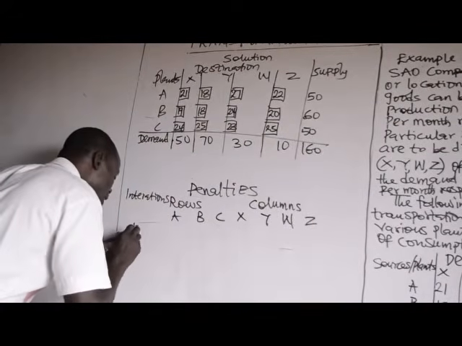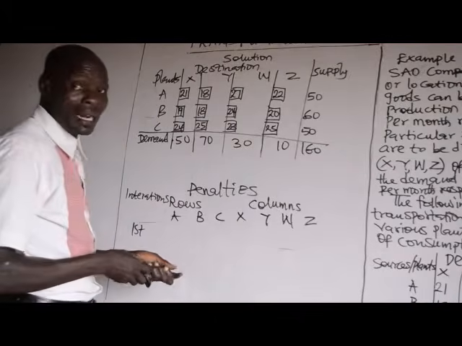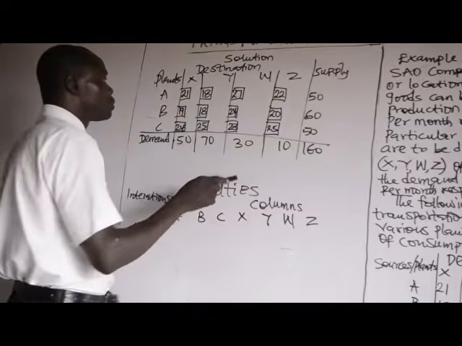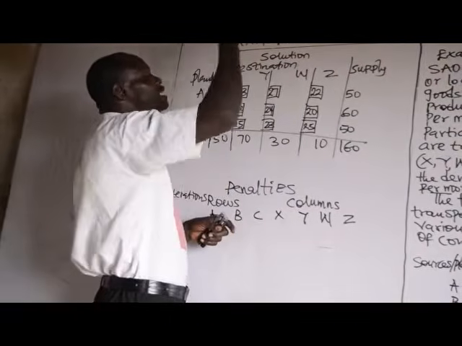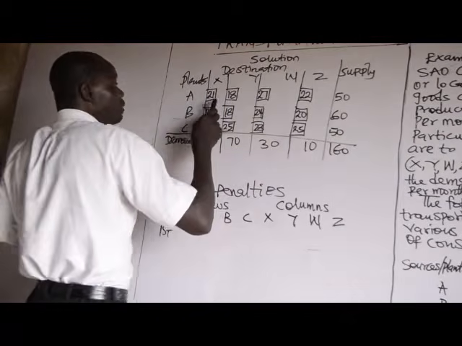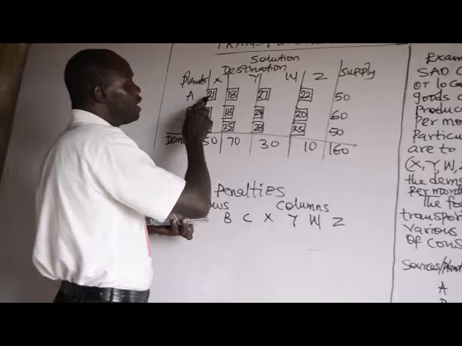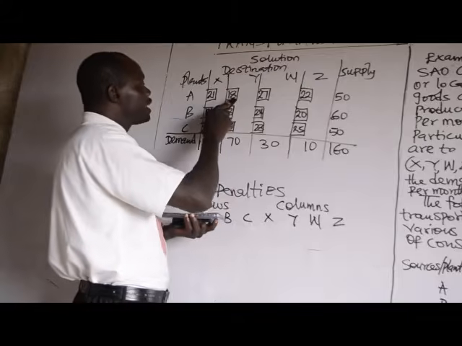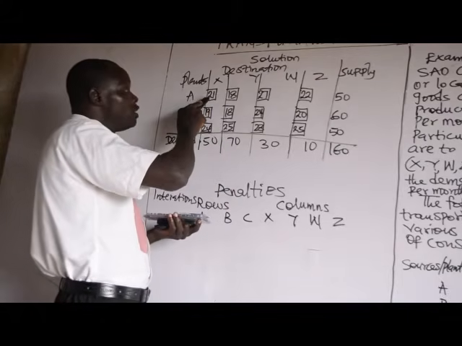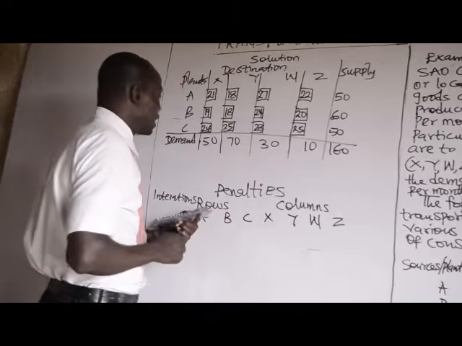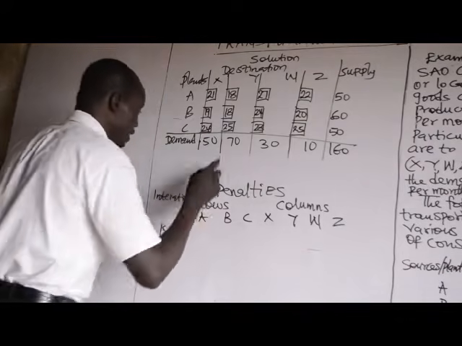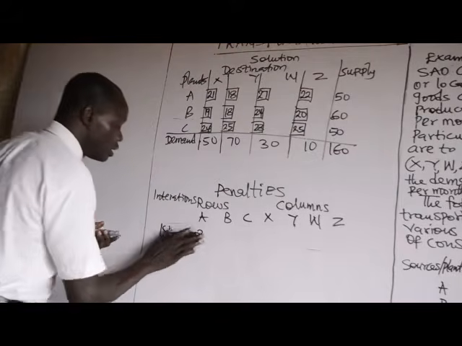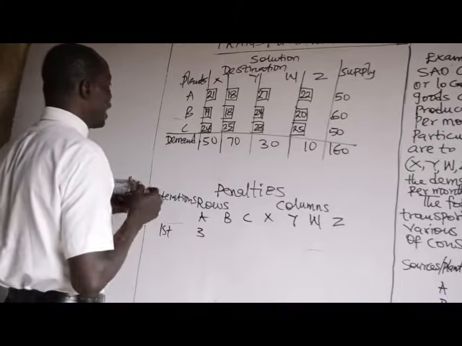So the first iteration now. I've told you that to calculate the penalty, you take the least cost in each row and subtract it from the next least cost. If you look at row A, the least cost is 18. The next to 18 is 21. 21 minus 18 gives us 3. That means under row A, we have 3 as our penalty.